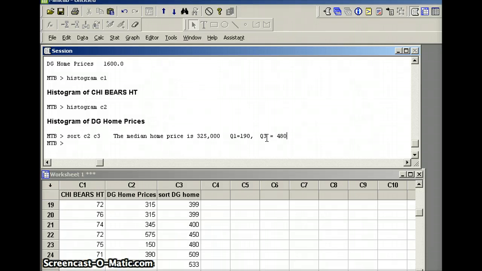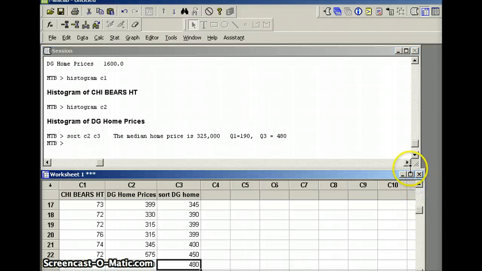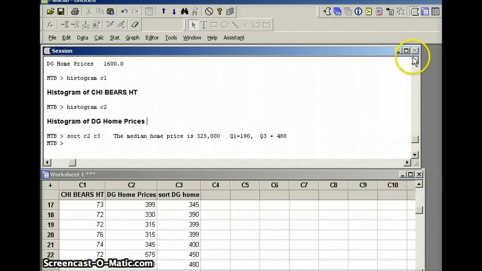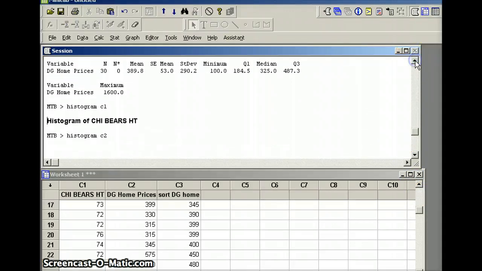Now we're going to check to see if that agrees with Minitab. It doesn't always. Q1 is 190, Q3 is 480 is what we computed. And you will notice Minitab has Q1 is 184.5 and Q3 is 487.3. There will be minor differences between how Minitab computes these things, how a graphing calculator computes these things, and how the textbook computes these things, and how we compute these things. But they're all relatively minor differences. It has to do with how we handle that number in the middle.